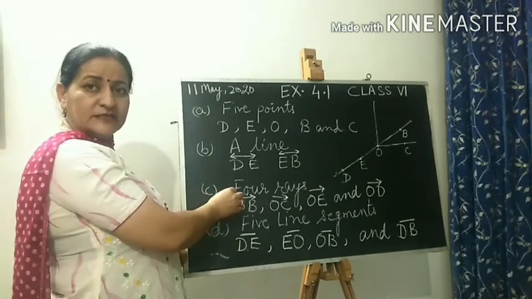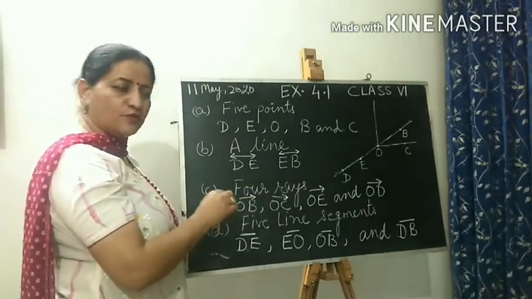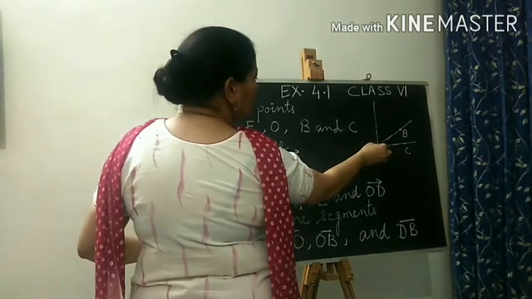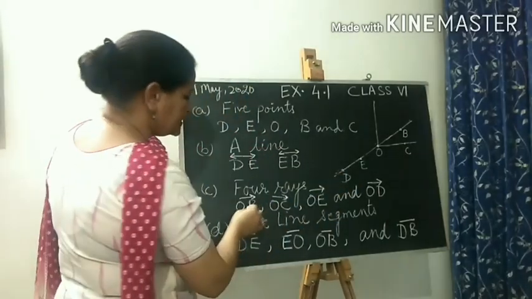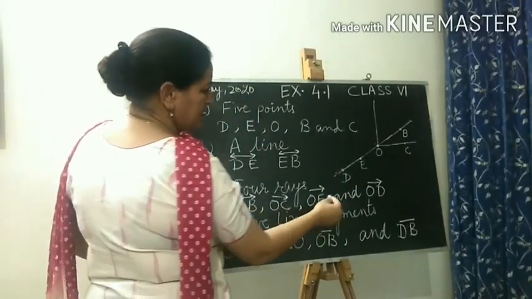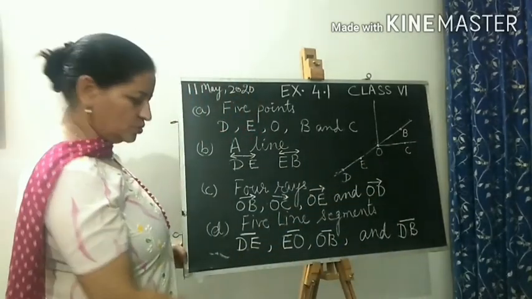Now we will write 4 rays. Rays, we know that they have a fixed point, and in this figure only O is the fixed point. So all the rays are OB, OC, OE and OD. All are starting at point O.